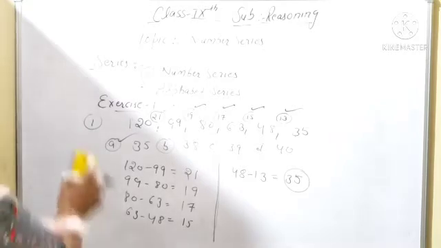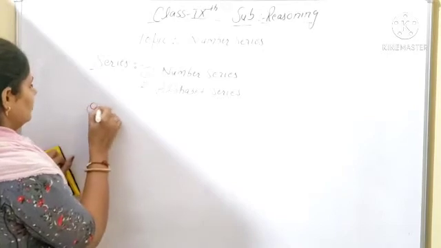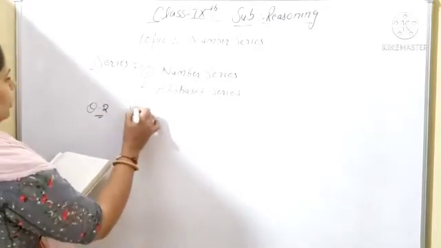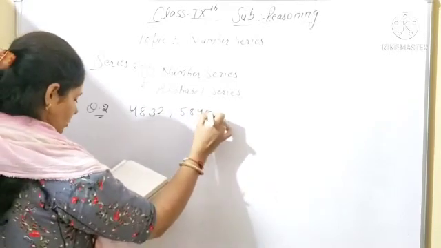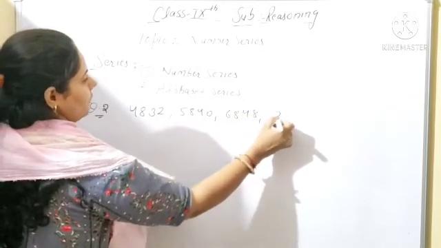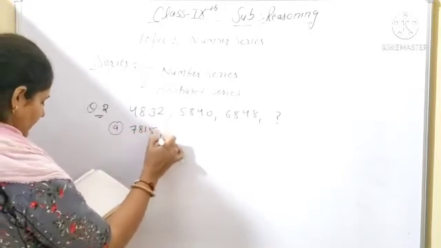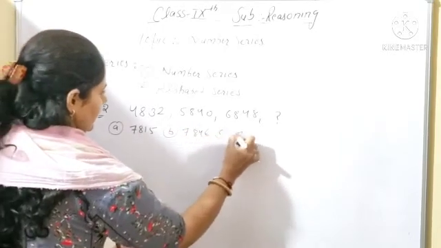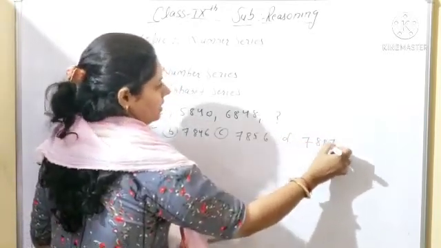Next question. Question number 2. Clear? So question number 2 is given, beta: 4832, 5840, 6848. So what will be the next number? Option A is 7815. B part is 7846. C is 7856. And D is 7887.